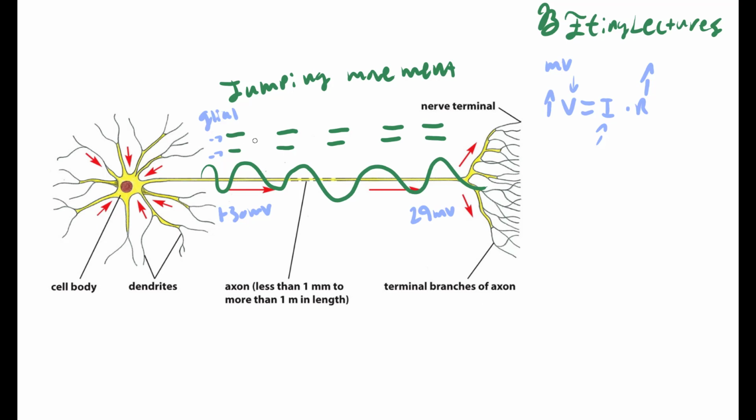And what happens here is that the action potential cannot leave these parts. But whenever it reaches this section right here, which is exposed, we'll see like the exposed axon, what happens here is that the action potential can jump.